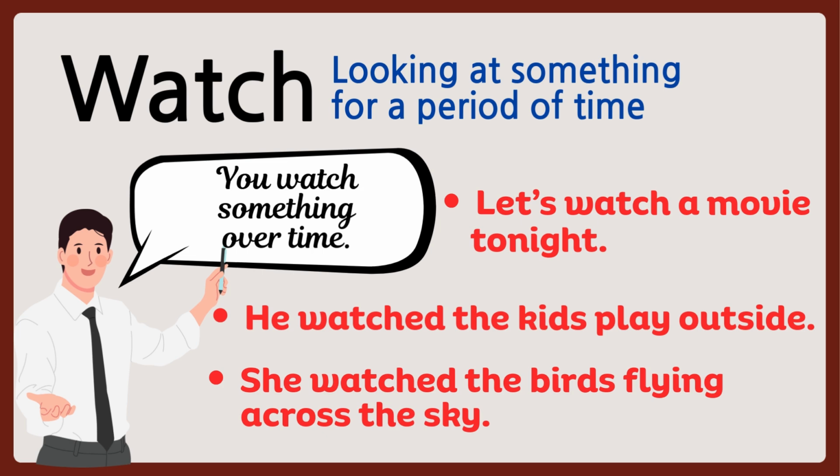In this case, you're focusing on the film, paying attention to everything that happens. This is a clear example of watching something that moves. He watched the kids play outside. Here, he's observing their actions, probably to make sure they're safe or simply enjoying what they're doing. She watched the birds flying across the sky. This sentence describes someone calmly observing movement in the sky, which fits the typical use of watch, focusing on something in motion. So, watch is all about focused attention, and sometimes includes a sense of time or protection.